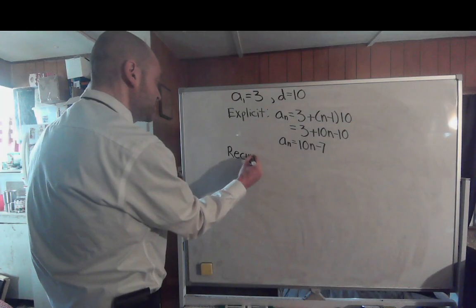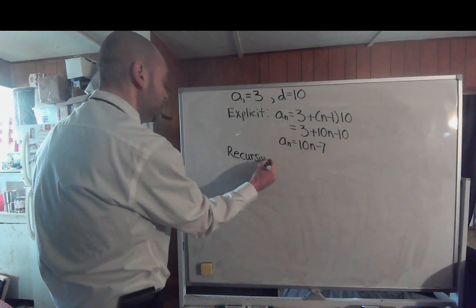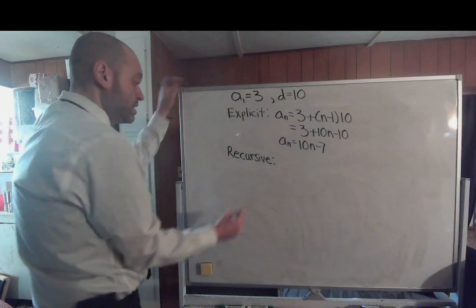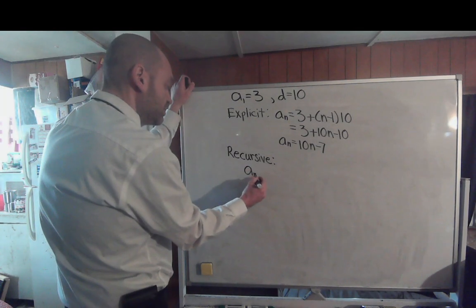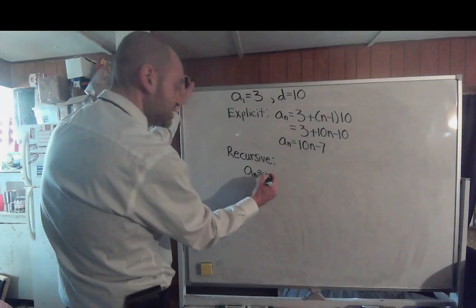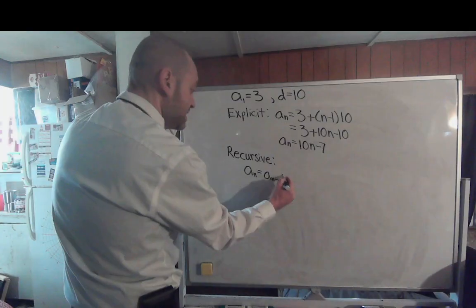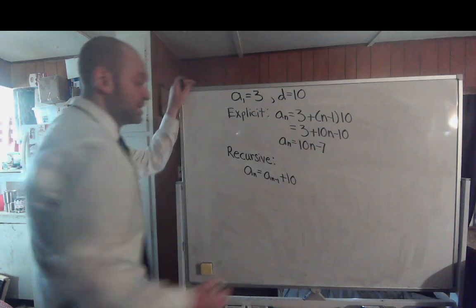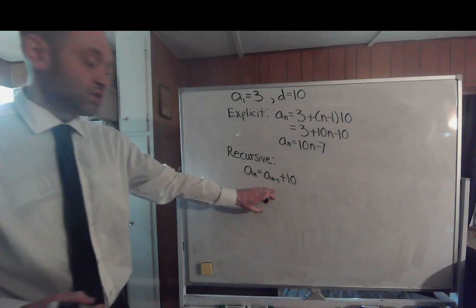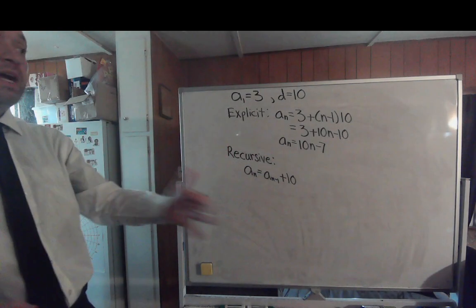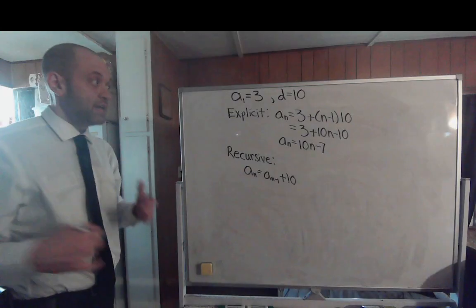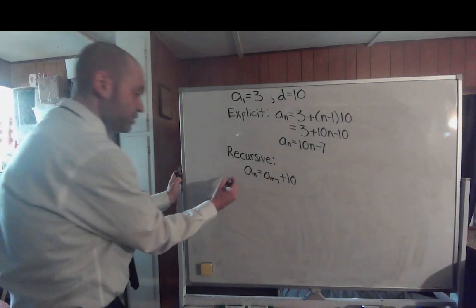A recursive formula for this would be, if you want to find the next term, you just take the previous term, your a sub n minus 1, and add 10 to it. That's all you got to do. Take your previous term and add 10 to it, and you have your next term. Now let's find the second, third, fourth, and fifth terms.